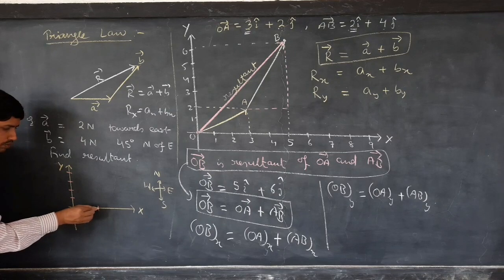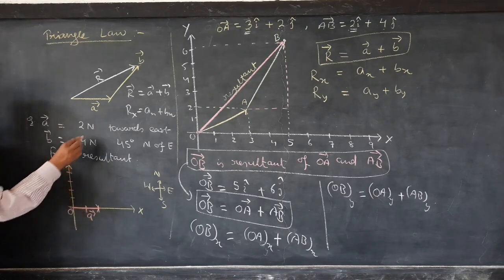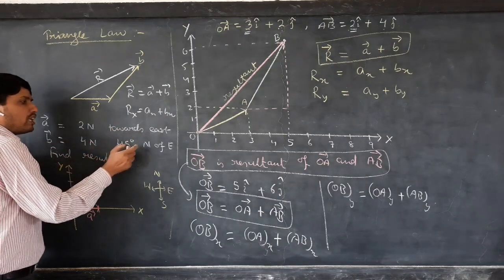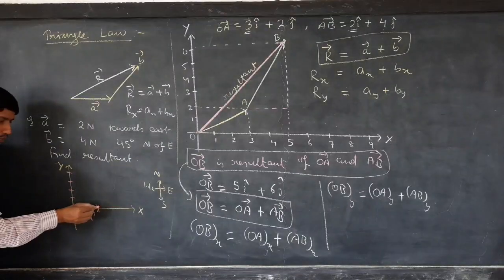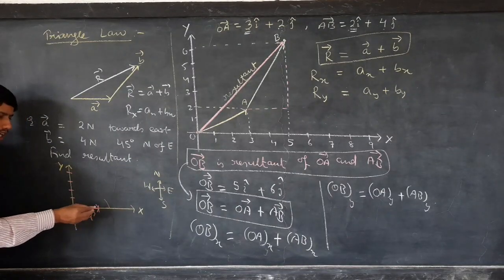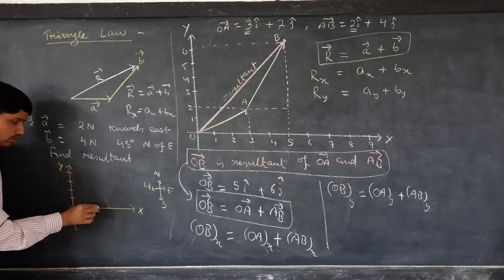So 2, this is A vector: 2 units towards east. Now B vector is 4 Newton, 45 degrees north of east. From east you have to make an angle of 45 degree, and then you have to make a vector whose magnitude is 4 Newton from here.